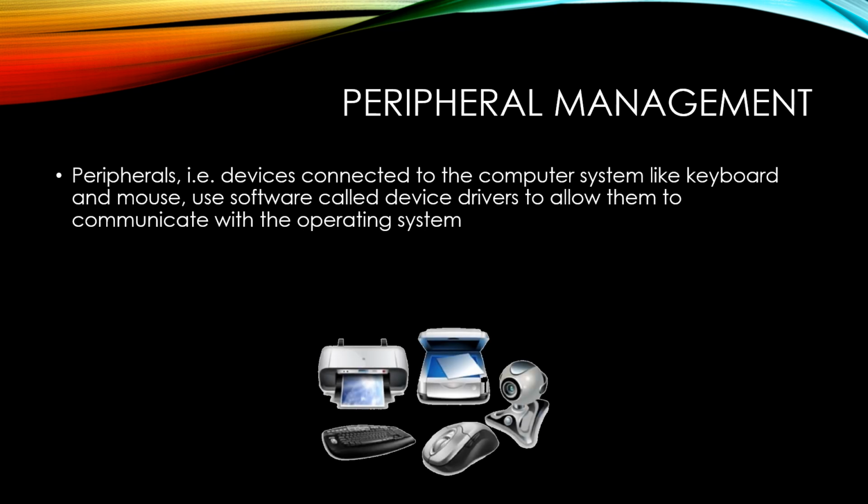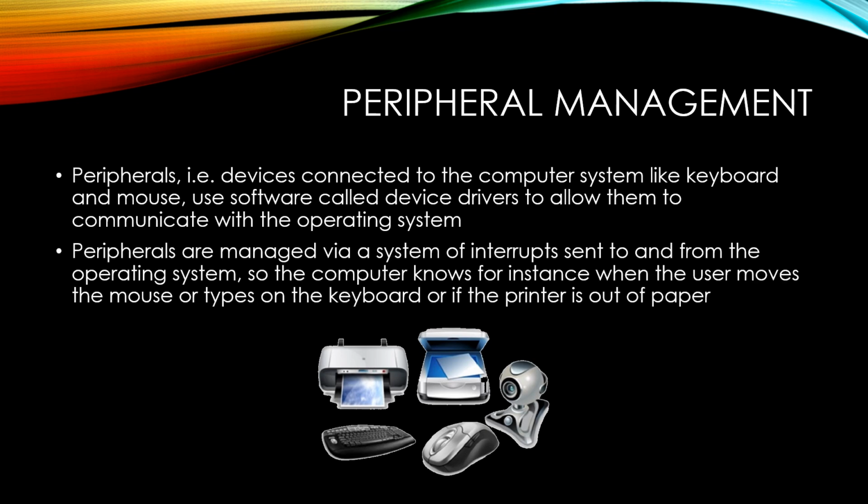Peripherals, that is, devices connected to the computer system, for example a keyboard or mouse, use software called device drivers to allow them to communicate with the operating system. These days, many device drivers are built straight into the operating systems, and so you may not need to download or install a separate program. Peripherals are managed via a system of interrupts sent to and from the operating system, so the computer knows, for instance, when the user moves the mouse or types on the keyboard, or if the printer is out of paper.